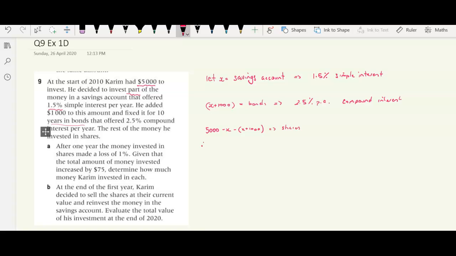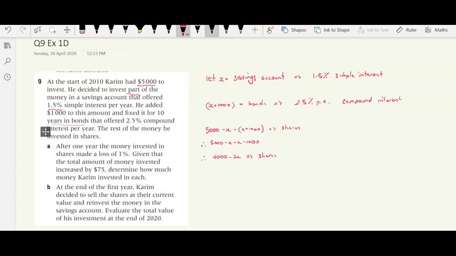Okay, so we better simplify this. Firstly, 5,000 minus X minus 1,000. So therefore, that's 4,000 minus 2X going into shares. Now we're told after 1 year the money invested in shares made a loss of 1%. Given the total amount of money invested increased by 75, determine how much money Karam invested in each. So I'm just going to work out A and then leave B to you.